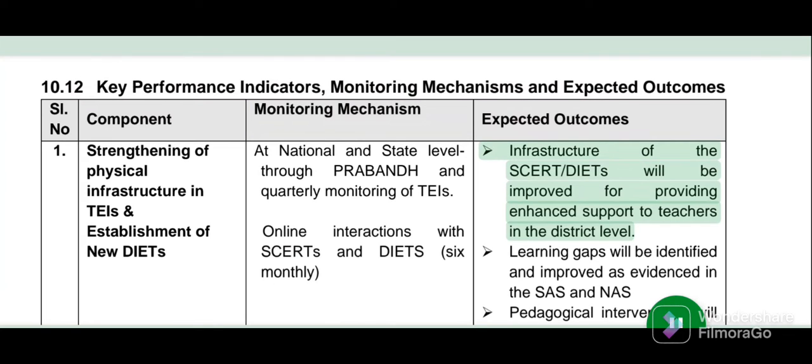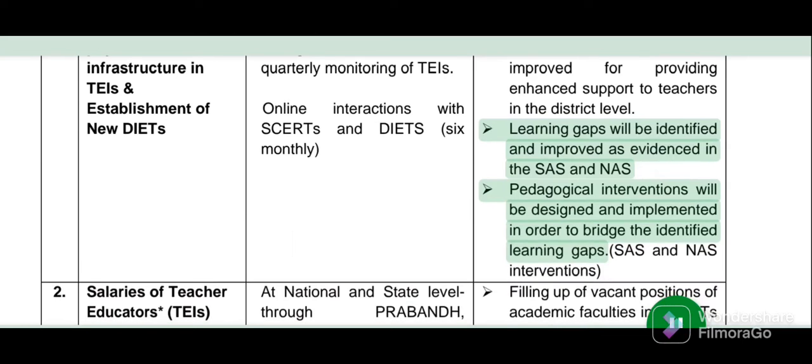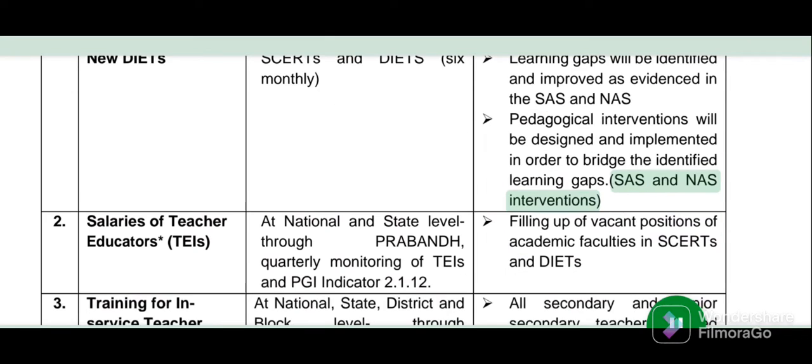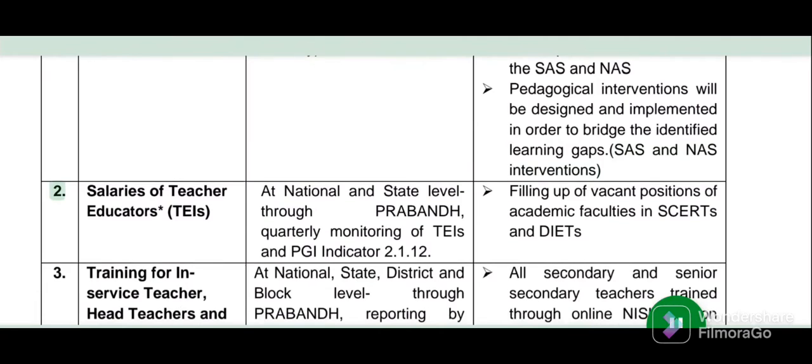Infrastructure of the SCERT DIETs will be improved for providing enhanced support to teachers at the district level. Learning gaps will be identified and improved, as evidenced in the SATH and NAS. Pedagogical interventions will be designed and implemented in order to bridge the identified learning gaps. SATH and NAS interventions.